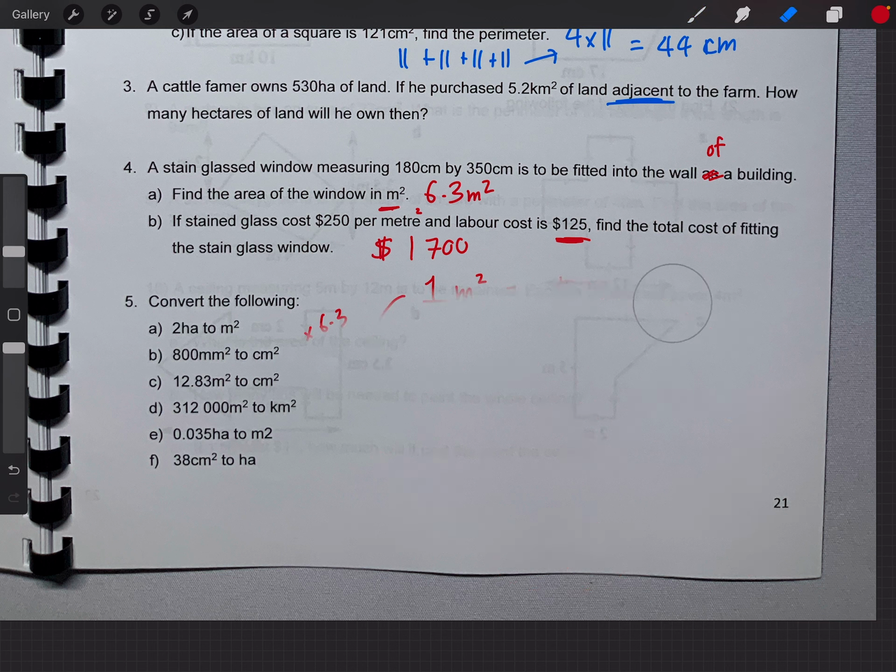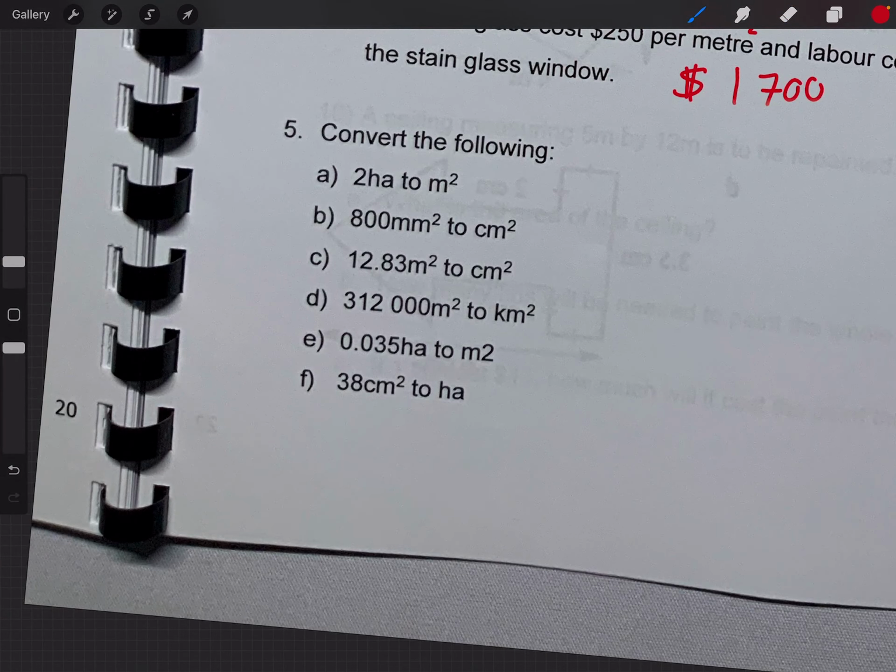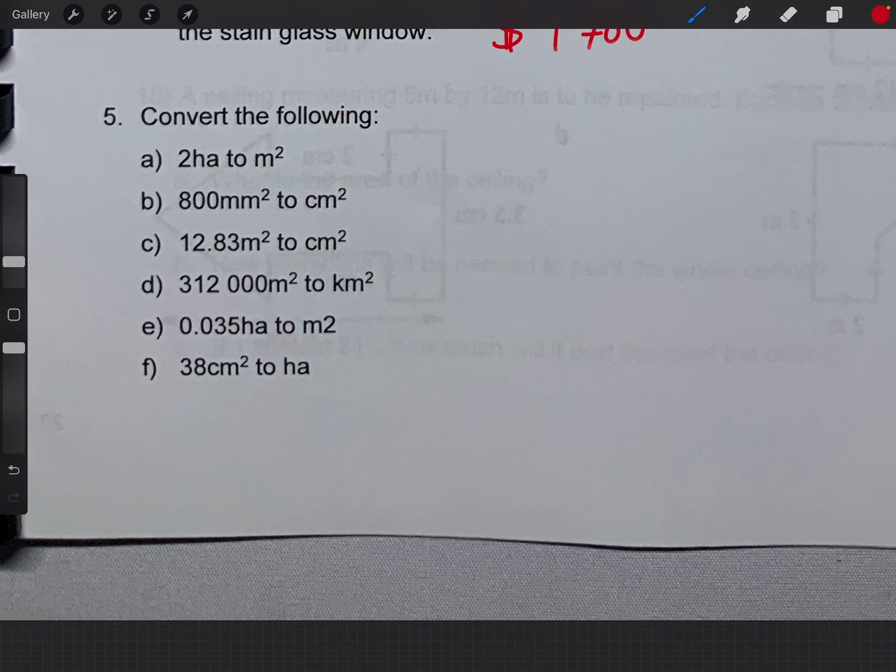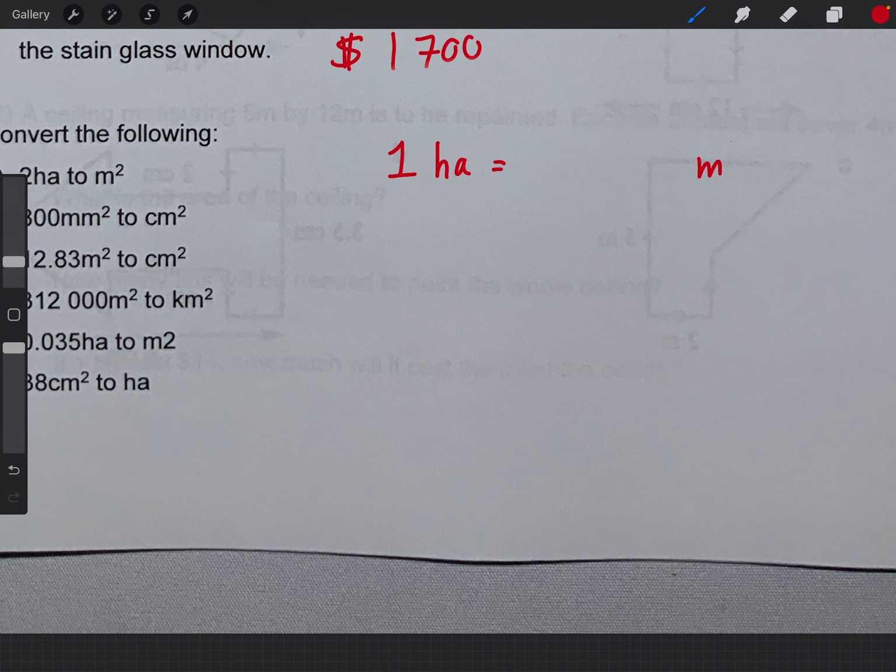Okay, next question. Convert the following. Alright, so what we're going to do is look at the unit conversion. So 1 hectare, you want to turn to meters squared. That's equal to 10,000 meters squared.